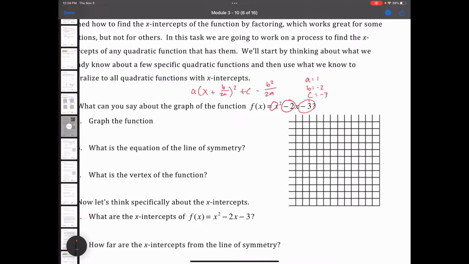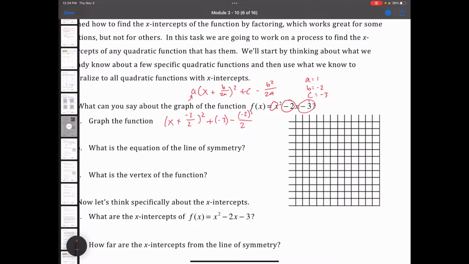So we can just go ahead and plug all those values in. If a is 1, we don't actually need to include that right here, because multiplying or dividing anything by 1 will keep that thing as itself. So I can just omit that and say x plus b over 2 times 1, which is just 2. The b is negative 2. So negative 2 over 2 quantity squared, and then it's plus c, which is negative 3, minus b squared. Notice I put that b in parentheses because I need to square the negative as well, all over 2 times 1, which is just 2.